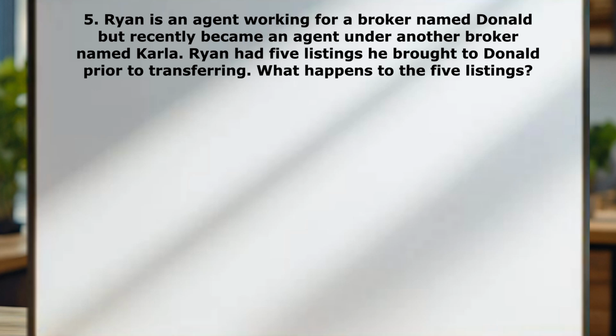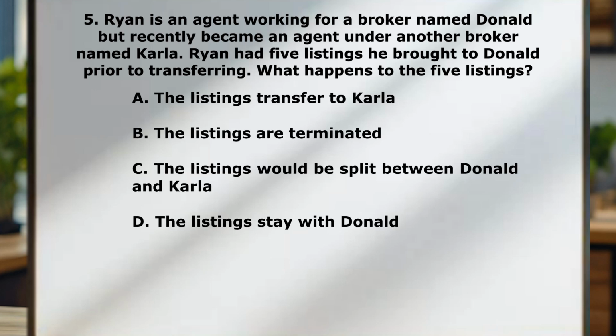Question number 5. Ryan is an agent working for a broker named Donald, but recently became an agent under another broker named Carla. Ryan had 5 listings he brought to Donald prior to transferring. What happens to those 5 listings? A, the listings transfer to Carla. That'd be good for Carla. B, the listings are terminated. That would be sad for our friend Ryan.